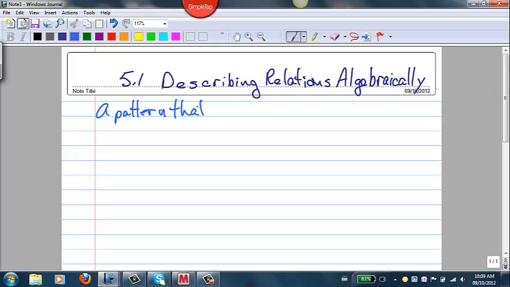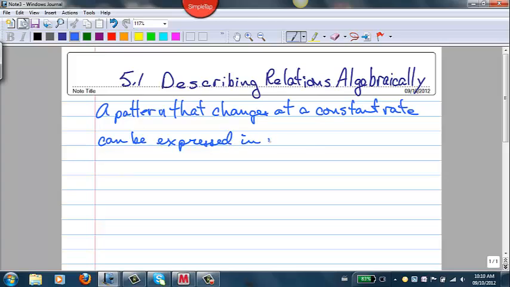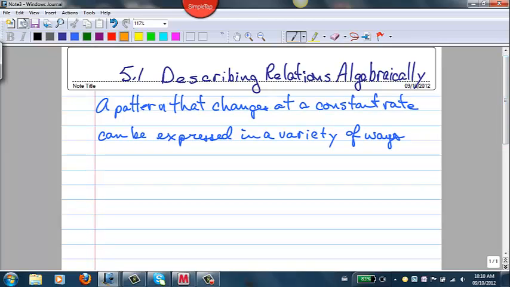Alright, grade 9. So today we're going to start section 5.1 on describing relations algebraically. So first off, we're just talking about a pattern. A pattern that changes at a constant rate can be expressed in a variety of ways. We're going to look at how they can be expressed as a diagram or as a picture, as a table of values, and as an expression.